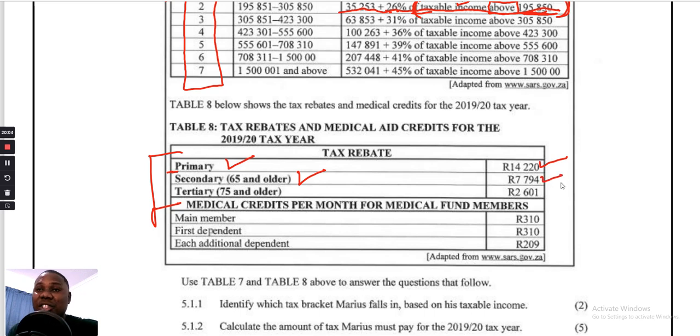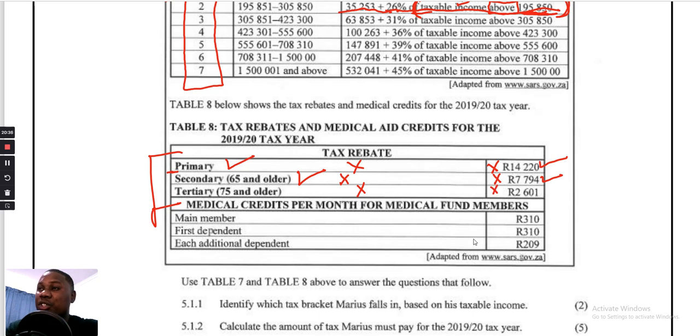But here comes the older me. I am 76 years old. It means that now I qualify for primary, I qualify for secondary, I qualify for tertiary. Meaning that when they are now going to reduce my annual income tax, they are going to reduce it with 14,000 and 7,000 plus 2,000.